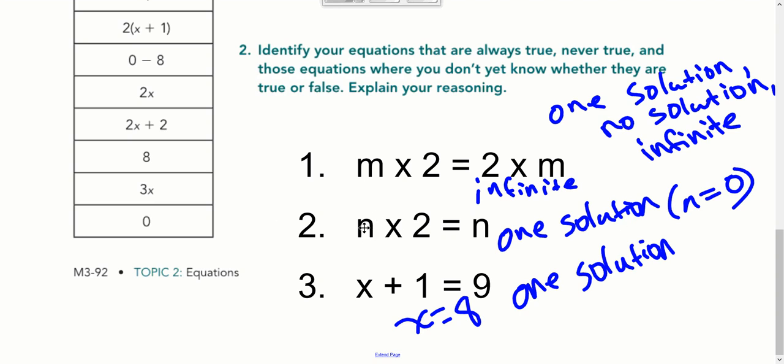And number 2 has one solution. Now, it doesn't look like it has a solution, because if I put a 5 here, 5 times 2 is 10, which is not equal to 5. But actually, it's kind of a trick question. If I put 0 in here, 0 times 2 is 0, and that equals 0.